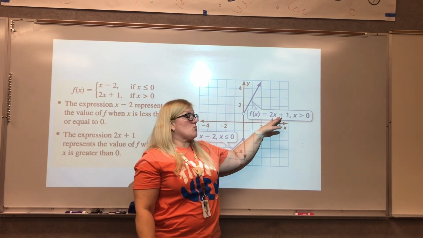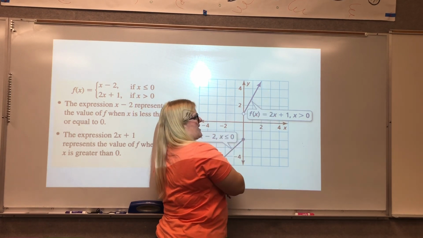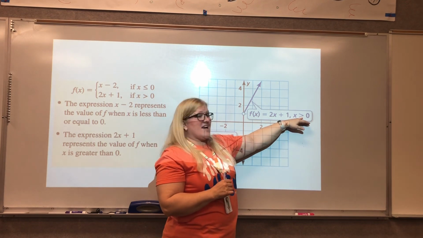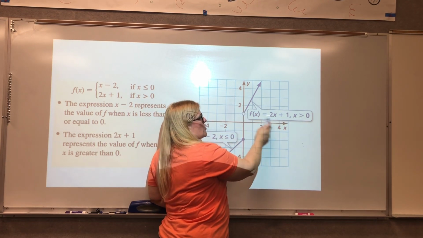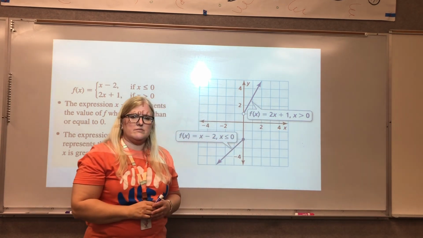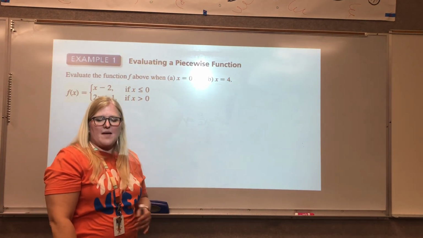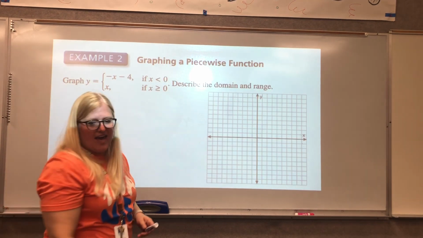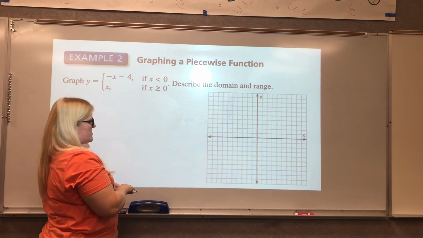Now 2x plus 1, again, if I were to draw out this line completely, it would go all the way through. But I only want where x is positive. So I have an open circle because there's no equals under here, and that's going to keep going. All right, so I'm actually going to skip this. But let's look at graphing a piecewise function.